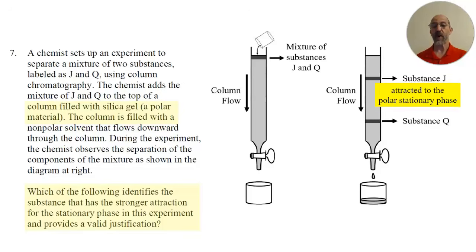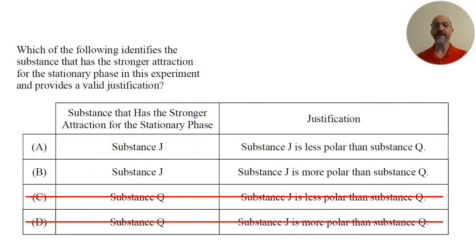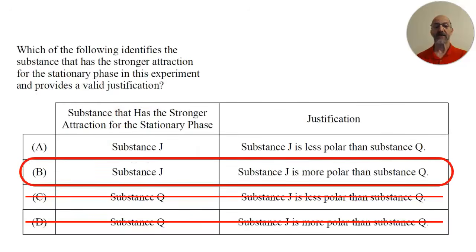more polar component. So as we will see in topic 3.10, polar substances tend to be attracted to other polar substances, and then non-polar substances tend to be attracted to other non-polar substances. So if substance J is attracted to this polar stationary phase, then we can predict that substance J is the more polar component in this mixture. So the correct answer to question 7 is choice B, substance J has a stronger attraction for the stationary phase, and it must be more polar than substance Q.